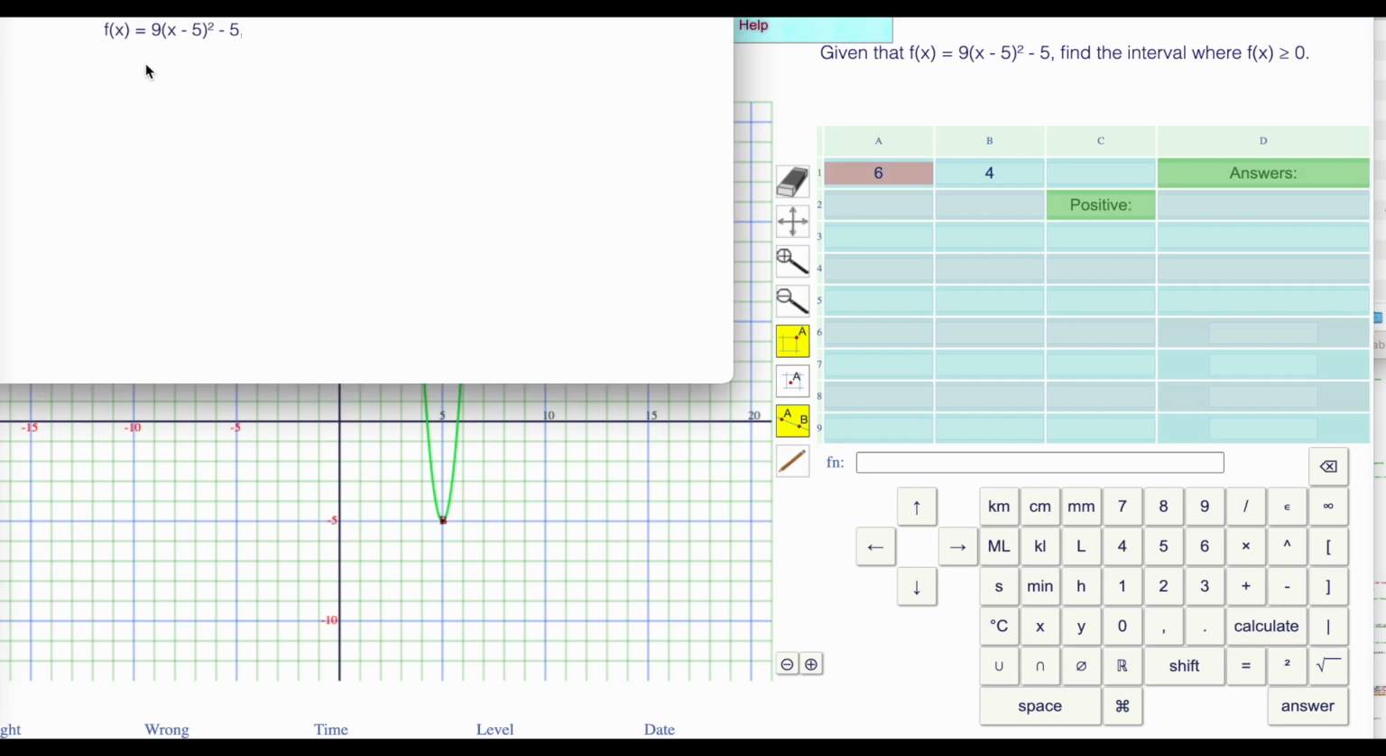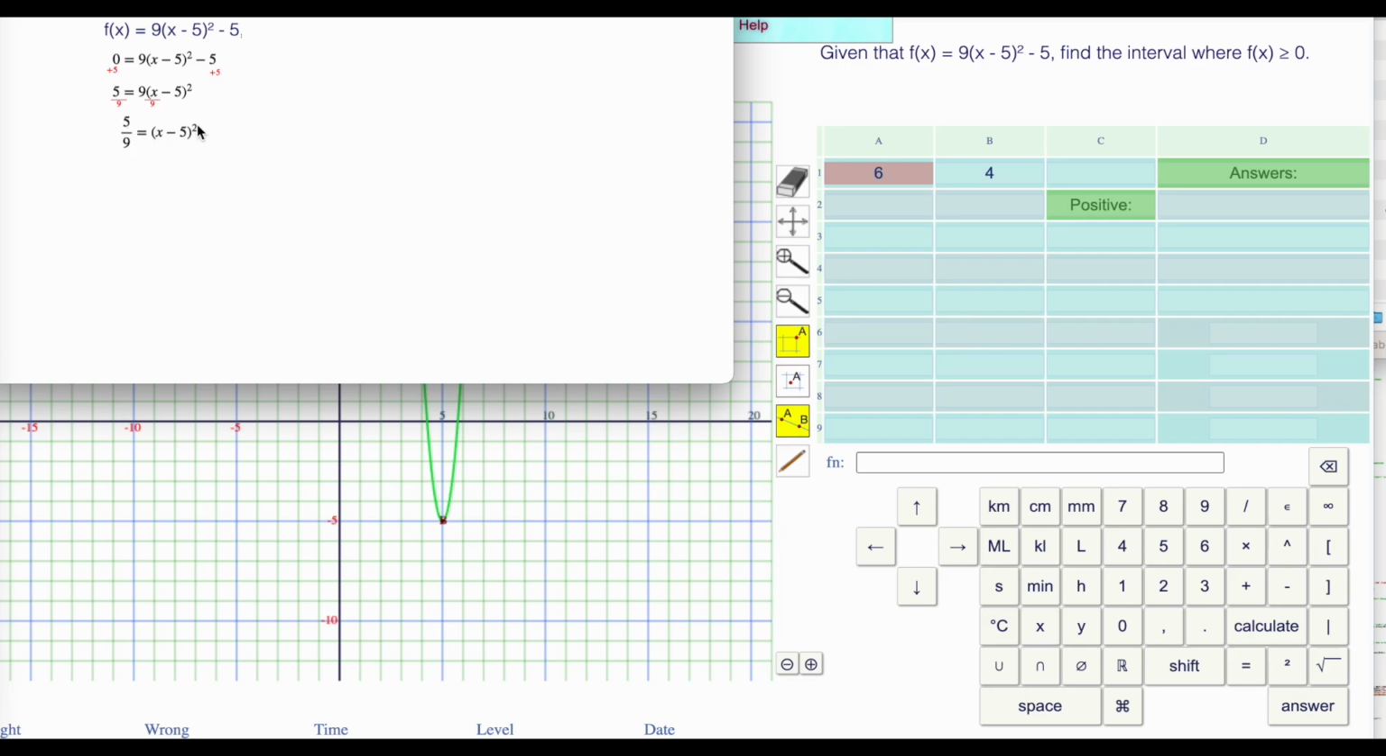We're going to set our function equal to 0 to find those zeros. Now I want to get rid of this negative 5. I'm going to add 5 to both sides. And that gives us 5 is equal to 9 times x minus 5 all squared. I want to get rid of the 9 that's multiplying the bracket. I'm going to divide this side by 9 and I also have to divide that side by 9. The 9's cancel. I get 5 over 9 on that side. So 5 over 9 is equal to, open bracket, x minus 5, close bracket, all squared.